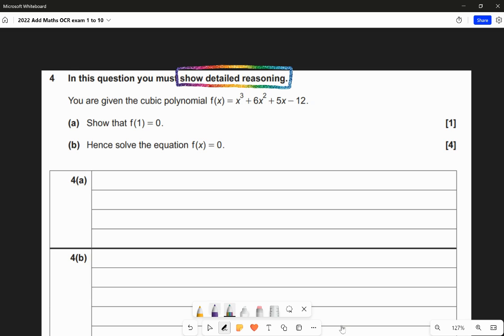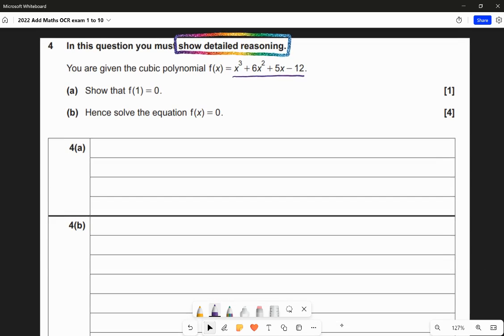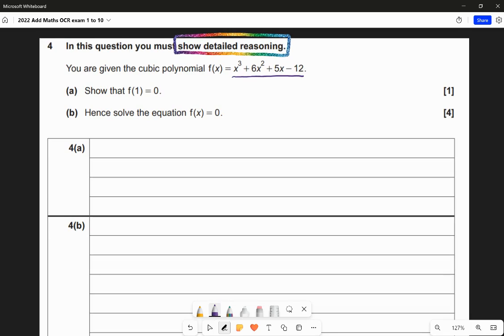The reason for that is because in this question, you are solving a cubic, and some of you will have calculators that can just do that straight away. You can just type in a cubic and it will tell you the solutions, the roots of the equation. So that's why they want you to show detailed reasoning, to show that you have the skills to be able to do it without that calculator.